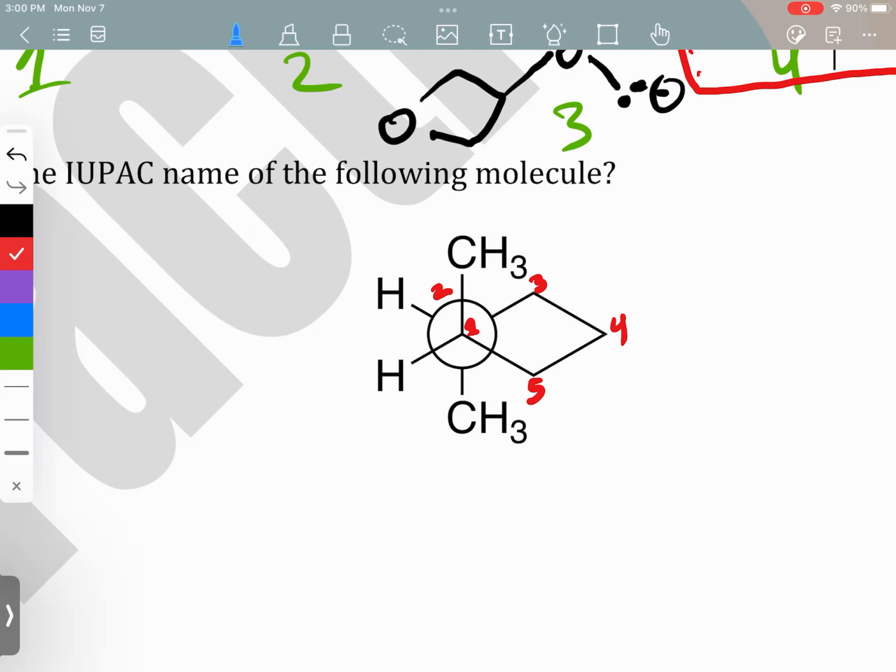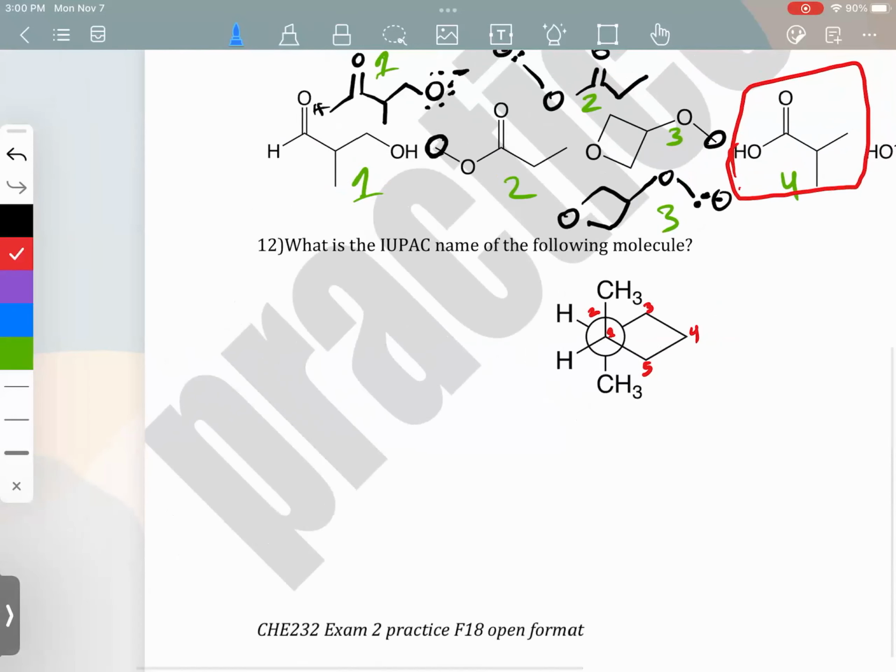Can you draw the sawhorse thing? Yeah. Let me see if I can try with this one. Okay. Alright, let's do the first carbon here. Second carbon there, and I'm gonna try and draw it out with that shape. So 1, 2. If you look at it, it's like a triangle.